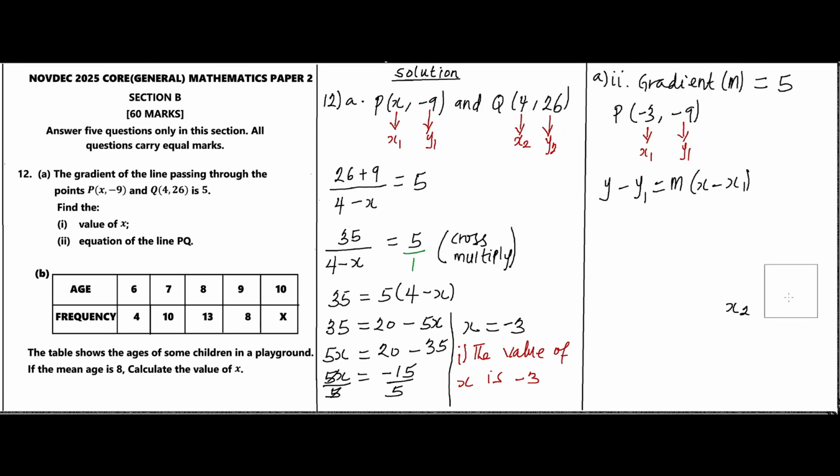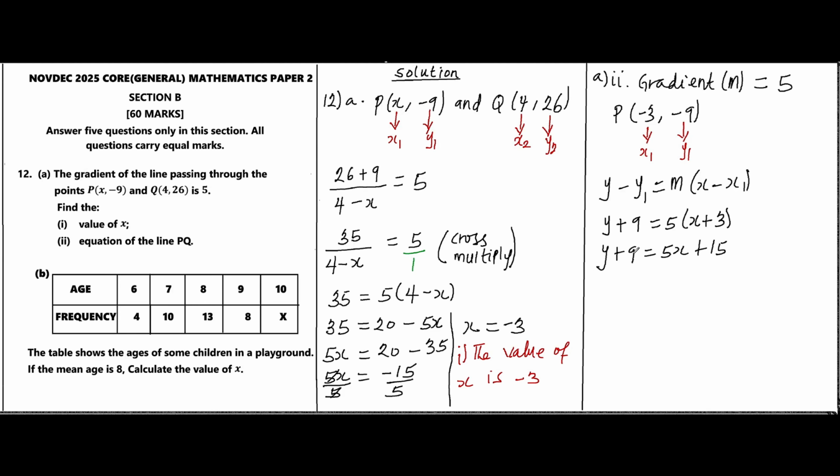So let's do our substitution and simplify. We have y minus y1. So y1 is minus 9. So minus minus 9, that is plus 9. And this must be equal to m. m is the gradient, that is 5. We open a bracket, x minus x1. x1 is minus 3. So minus minus 3, we have plus 3. So we have y plus 9. We expand this bracket, we have 5x plus 15.